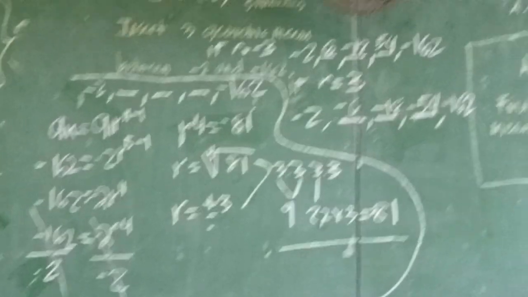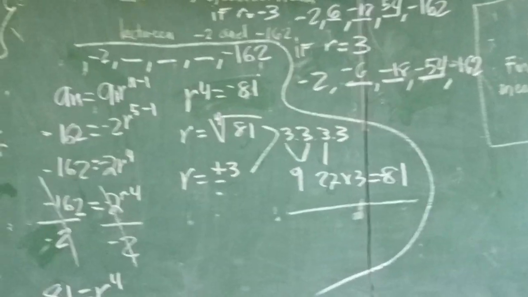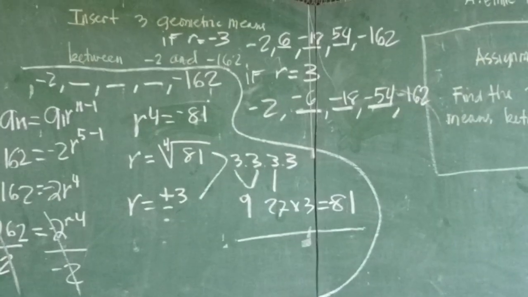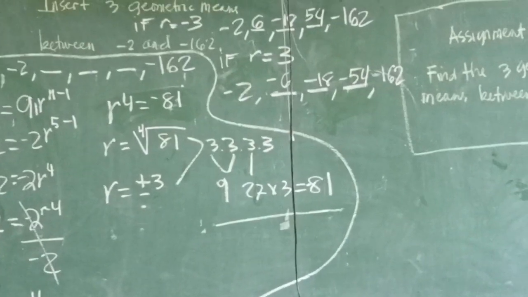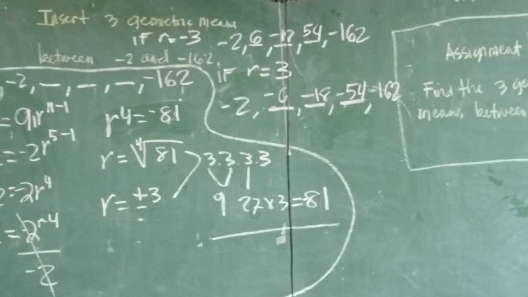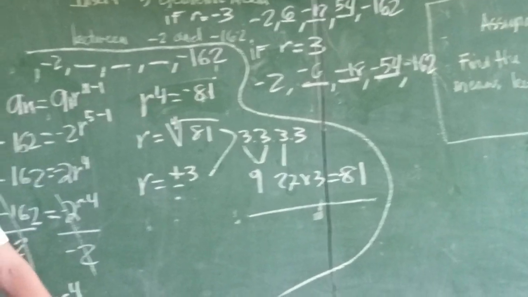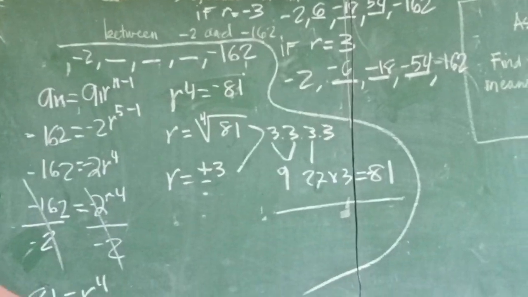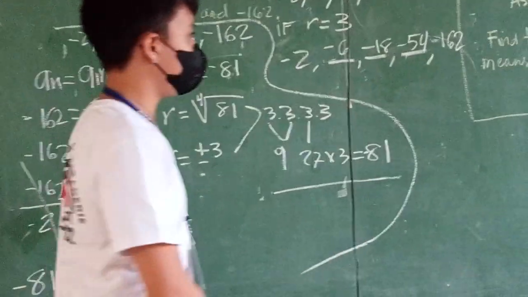Okay, you start explaining when you are ready, and make sure that some of your classmates at the back could understand how you were able to get the value of r, the common ratio, because I heard some of them asking about how you got the 3.